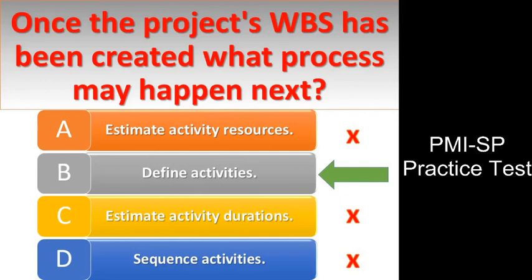Answer option A is incorrect. Estimating activity resources is dependent on the activity list, so it is not valid. Answer option C is incorrect. Estimate activity durations is dependent on the activity list, so this choice is not valid.